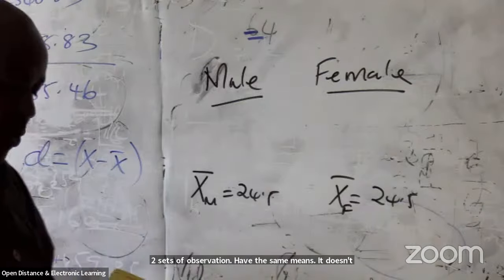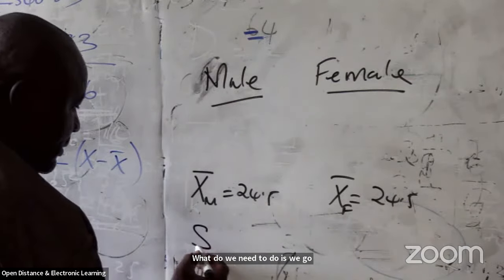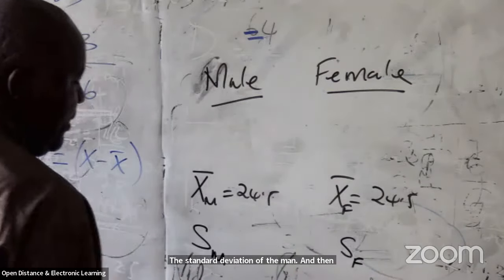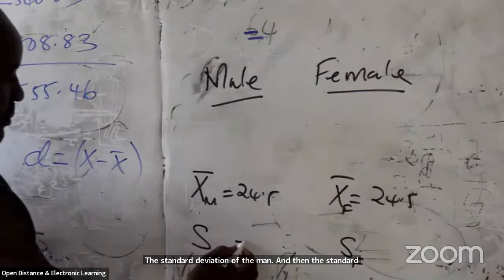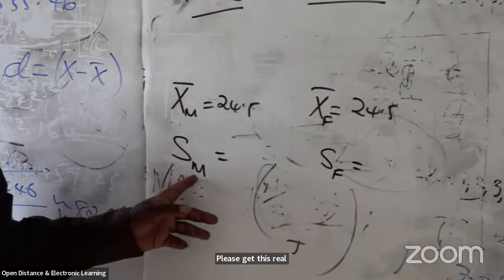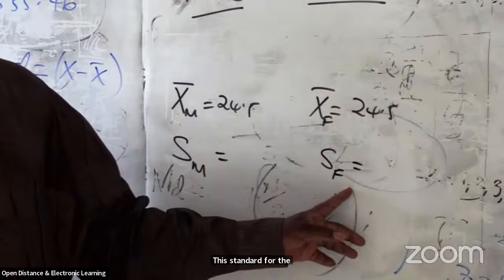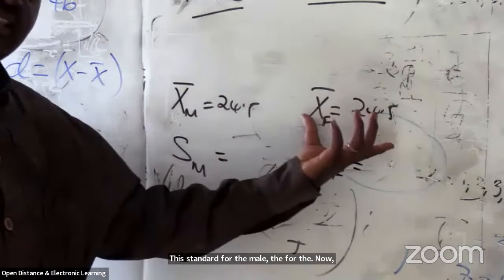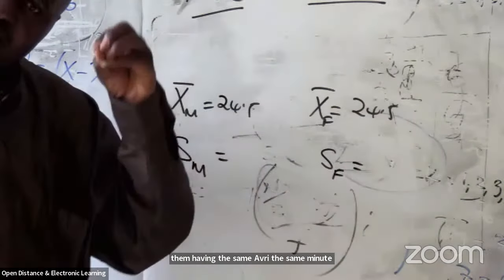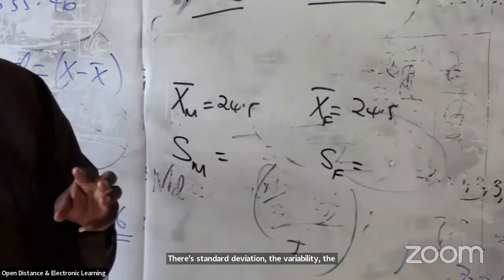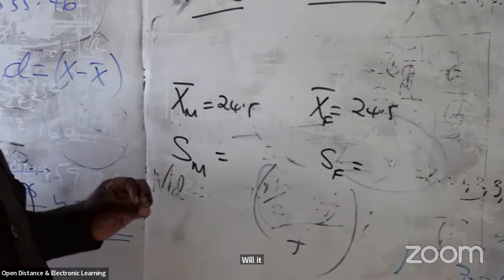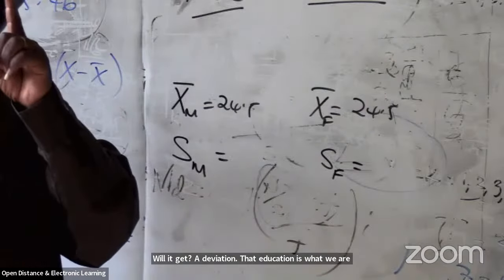What we need to do is we go further and estimate the standard deviation for the male and then the standard deviation for the female. Please get this clearly. Despite them having the same average, the same mean, their standard deviation, the variability, the difference between the observations and their mean will create a deviation. That deviation is what we are referring to as the standard deviation, and it may not be the same.